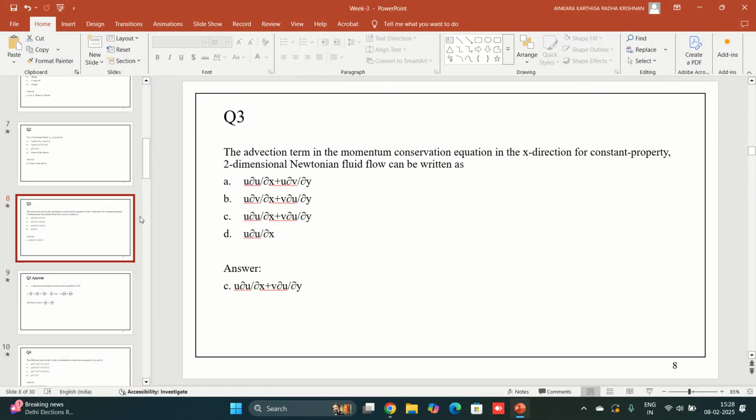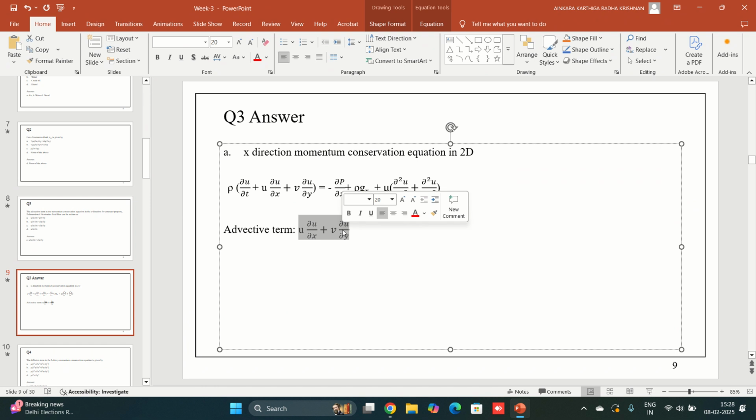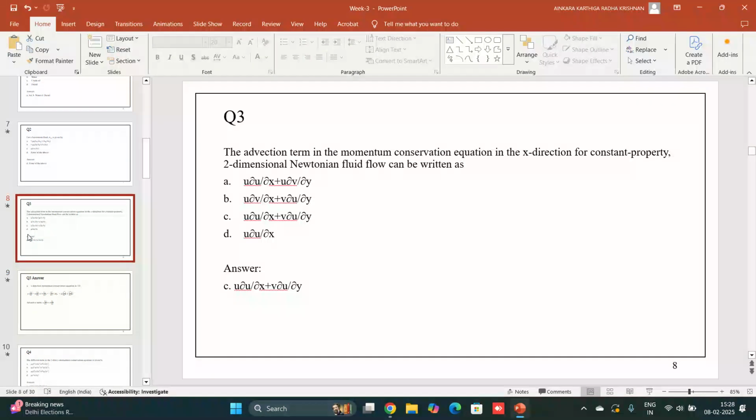So if we go back and look at the answer, it is u into dou u by dou x plus v into dou u by dou y. U into dou u by dou x plus v into dou u by dou y. So answer is option C is the right answer. I hope now it is clear.